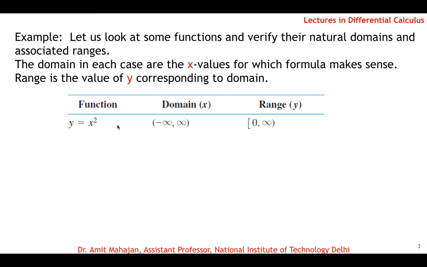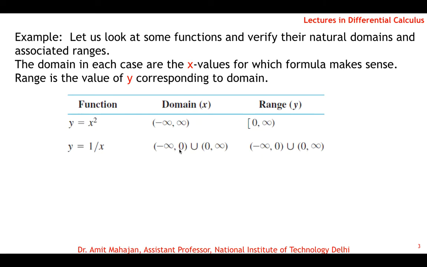Okay, so the domain of y equals x squared is minus infinity to infinity, and the range is 0 to infinity with 0 included, closed at 0. Say we have a function y equals 1 by x. Then the domain of this function will be all x values except x equals 0, because at x equals 0, y becomes infinite.